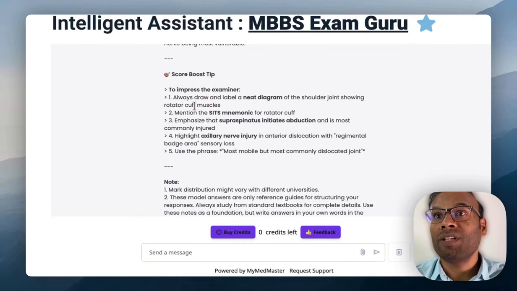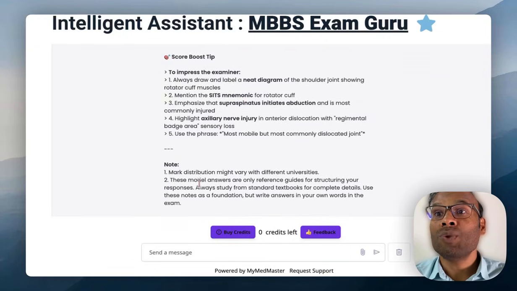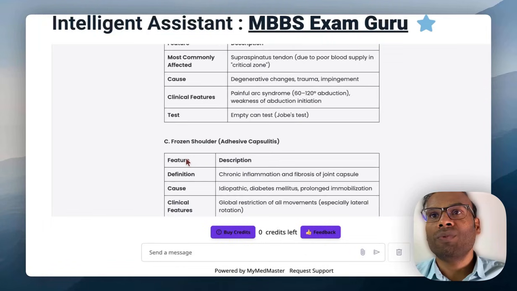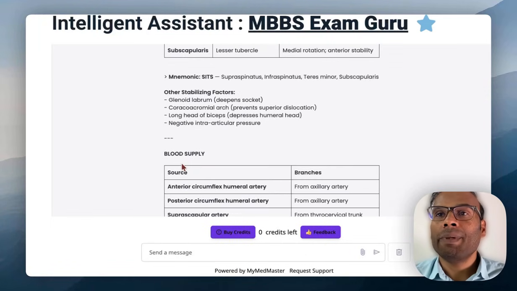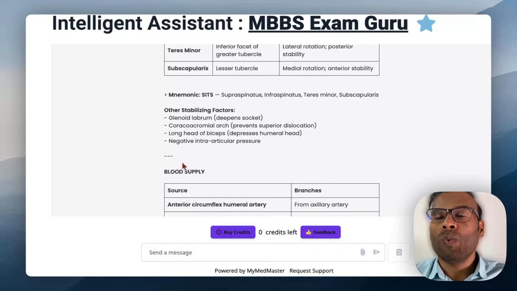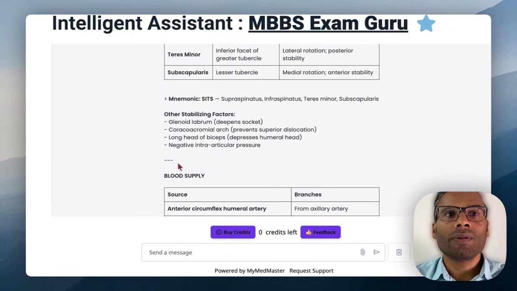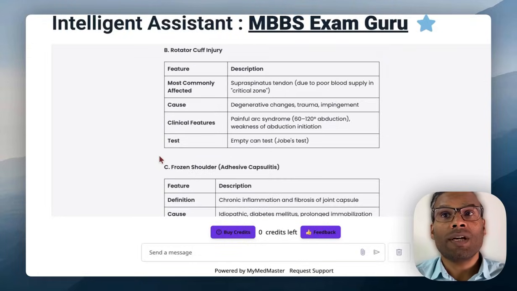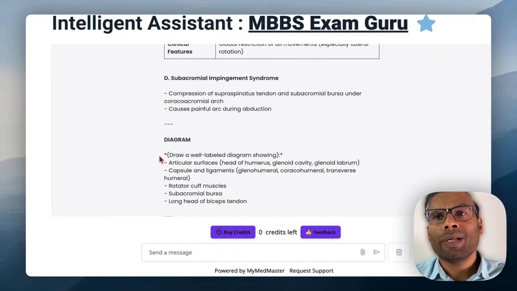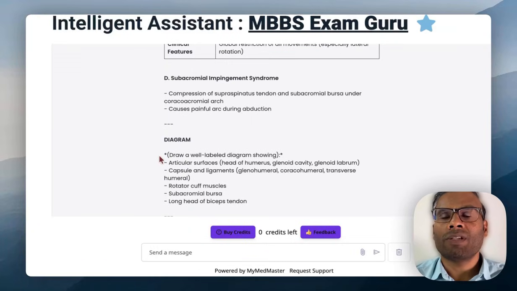Like, to impress the examiner, you should always draw and label a neat diagram. As you can see, very beautifully it has given the answer, and depending upon the question, it will give various tips, diagrams, mnemonics, etc. So this was about a particular question from anatomy. You can ask any question from physiology, biochemistry, pathology, pharmacology, or any subject right from first year to last year.